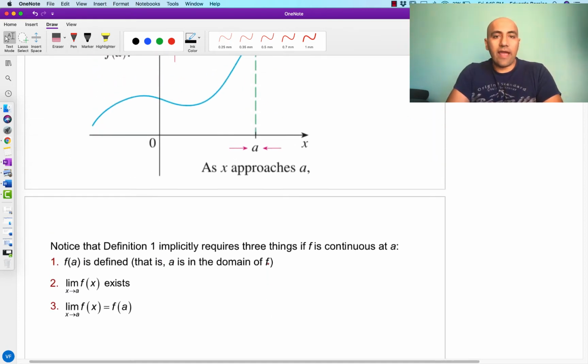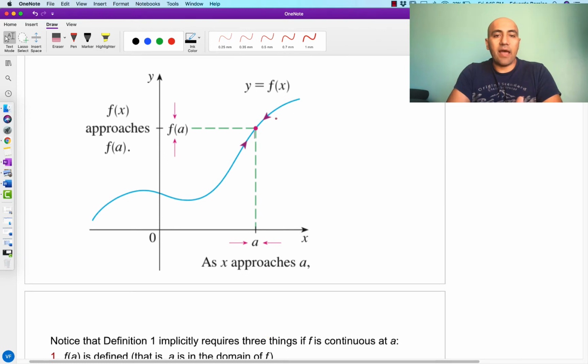When we have a nice graph like this, it's really easy to spot. I think you'll find that in this section, it's really easy to spot from a graph when a function is continuous and when it's not. But when we're working with an equation, it might be a little bit more difficult.